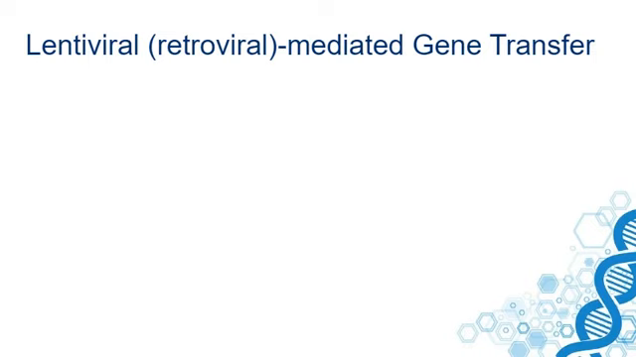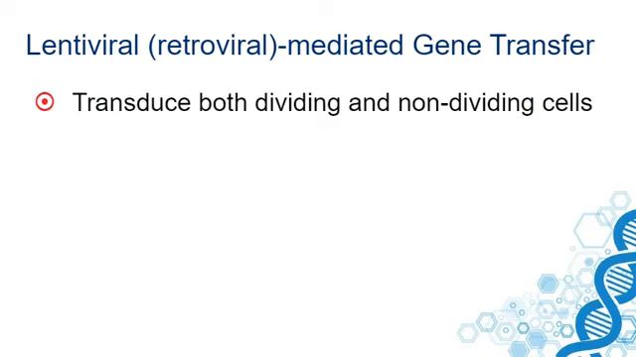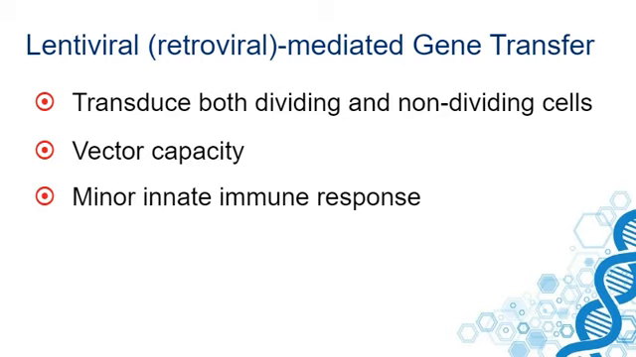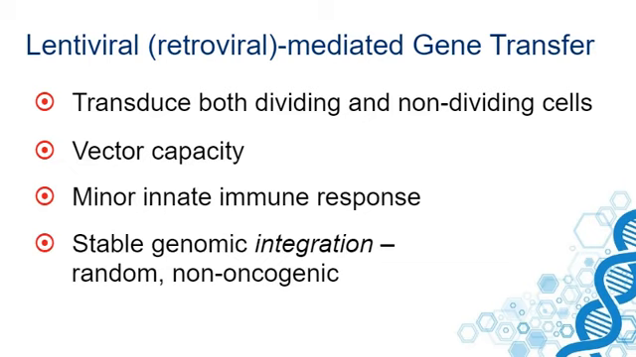The second viral-based delivery system is that of lentiviral mediated gene transfer, and this is being investigated by a number of groups for subsequent hemophilia clinical translation. Lentiviral vectors transduce both dividing and non-dividing cells. The vector capacity, that is the size of the transgene insert, is pretty reasonable at about 8 kilobases maximum. There are minor innate immune responses, and an advantage of the lentiviral system is that there is stable genomic integration, which appears to be random and non-oncogenic in nature, at least from the studies that have been done, which are extensive in animal models.